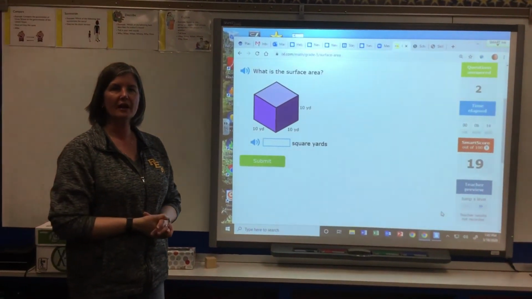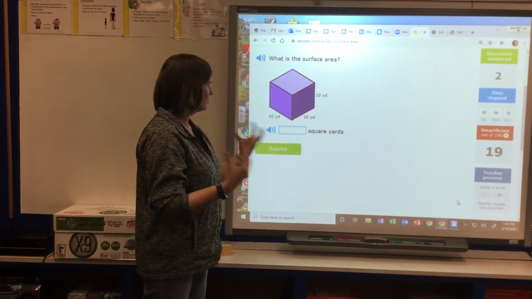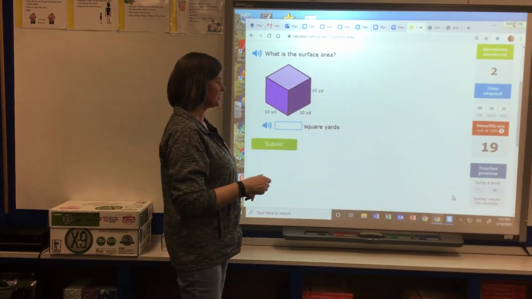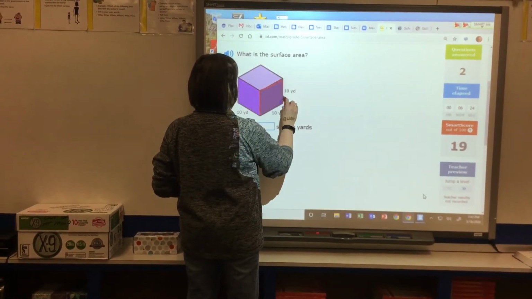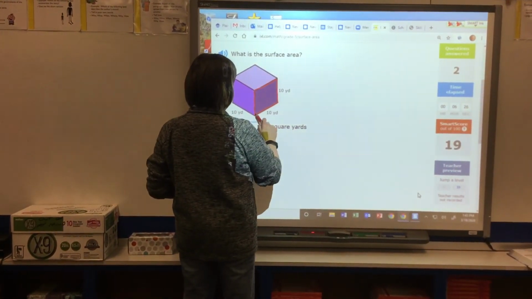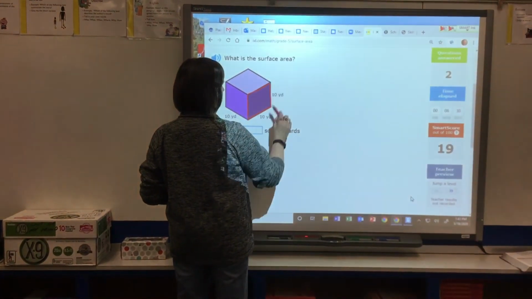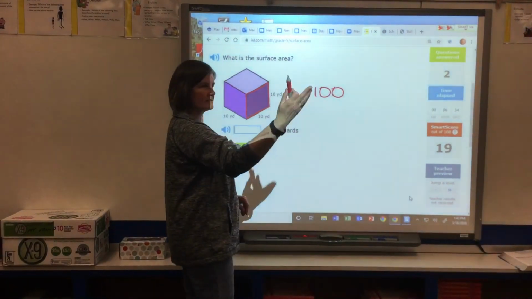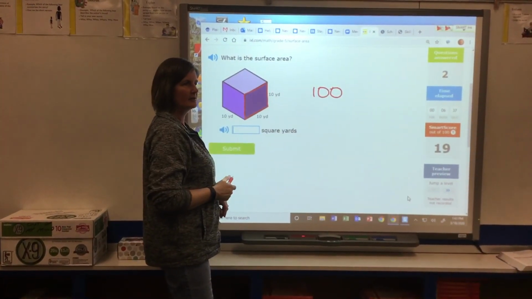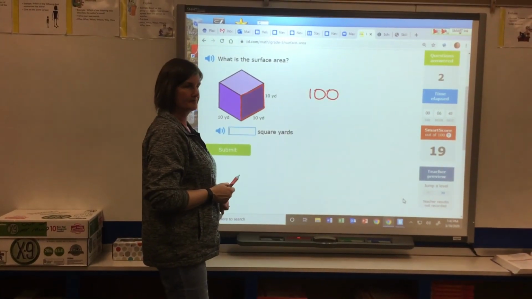That is the surface area of another cube. And so the length and the width of each of these sides is what? 10. 10, okay? So we're going to find the area of one face, which would be 10 multiplied by 10, and that is 100. And what is the second step of finding the surface area of a cube? Multiply by 6 because there's 6 faces.